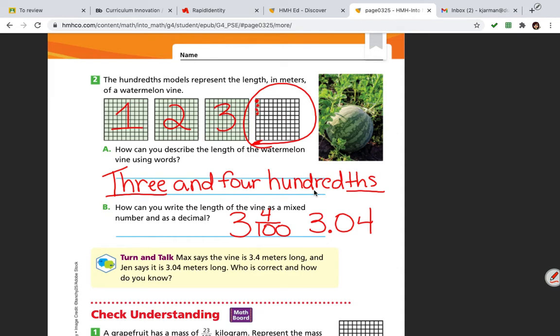I want you to do 1 and 2 at the bottom of the page. Pause your video, do 1 and 2, and then start the video back to check yourself.